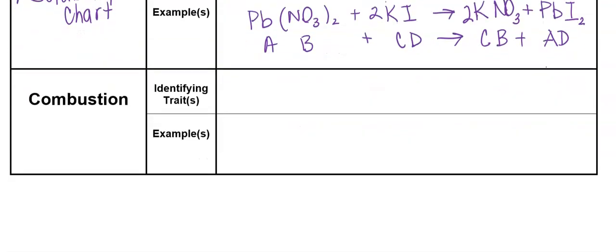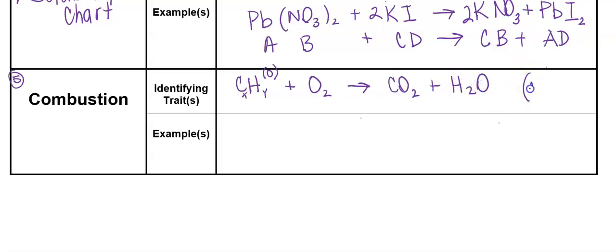Let's do the last type of reaction, combustion reaction. The identifying trait is that it is some sort of organic molecule, a C and H, sometimes an O as well. You always have oxygen present when something combusts, and you always produce carbon dioxide and water. And when I say always, these are considered complete combustions, the type of combustion reactions that we are going to actually see in this class. So the example could be any combination of C and H, maybe an O as well.